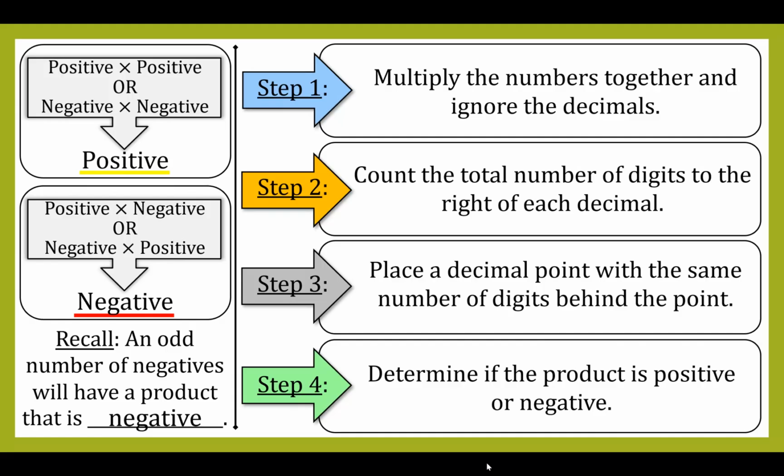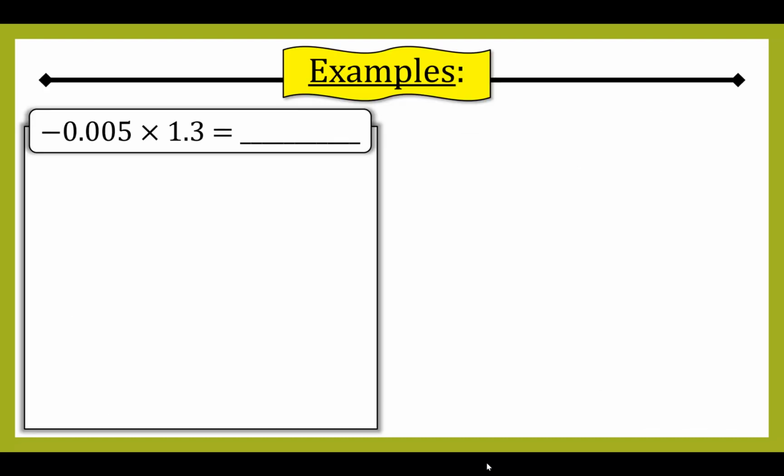So again, you have previously done step 1 through step 3, which is just multiplying. However, step 4 is now determining if the product is positive or negative. So that's the only difference when we are multiplying with a negative now. All right, so let's look at an example. Here I have negative 0.005 times 1.3. So I'm going to put 0.005 and I'm going to multiply it by 1.3.